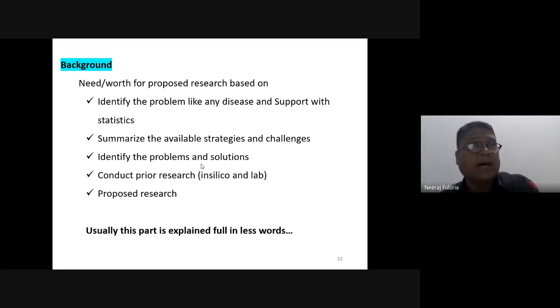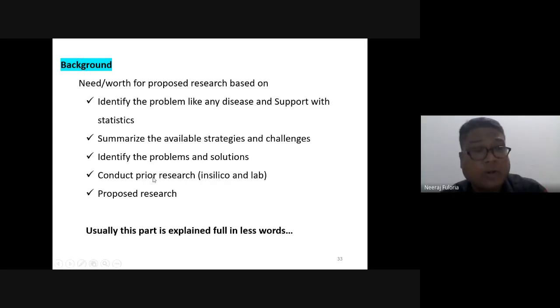Then you come up with it, because the side effects occur whenever we give any drug: it goes to different parts of the body, and because of that it creates side effects. So we need targeted drug delivery. For that, we come with a solution, and we tell it.